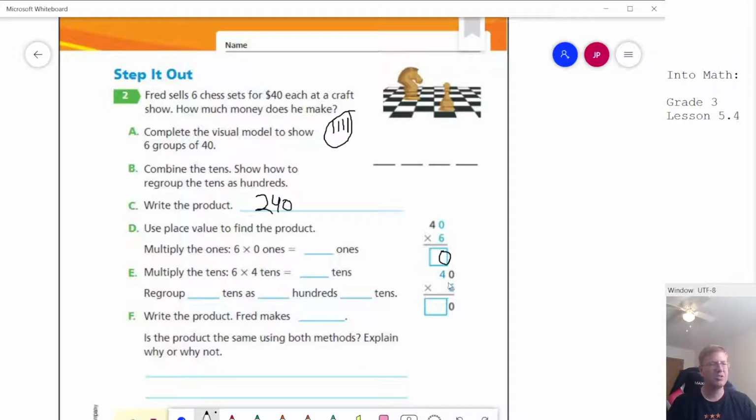And now we're showing 6 times 40 for the next part. 6 times 4 would be our basic math fact. We would get 24 tens for that, for a final answer of 240. And so we would get 0 ones, we would get 24 tens, and the 24 tens we would regroup as 2 groups of 100, and then our extra tens that didn't make it into a group of 100, there would be 4 of those. Is the product the same?